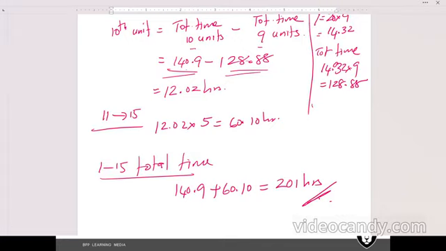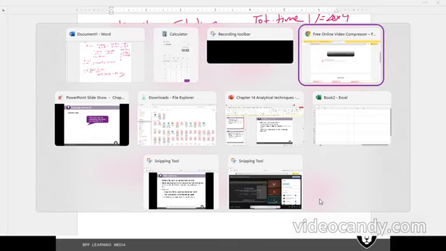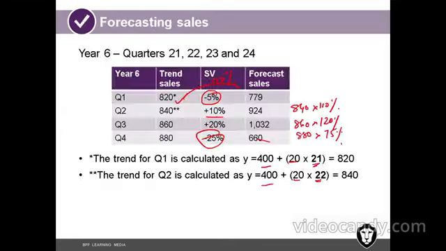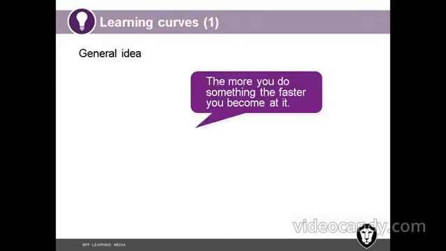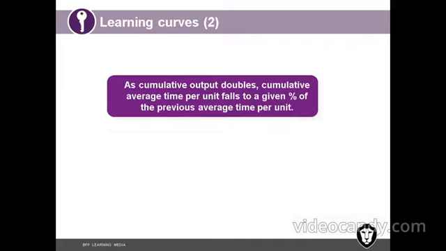Right. Now let's go back to the slides and see what points are there in the slides. This we have seen already. Learning curves. General idea: the more you do something, the faster you become at it. As cumulative output doubles, this is what I wrote as cumulative total production doubles, cumulative average time per unit falls to a given percentage of the previous average.